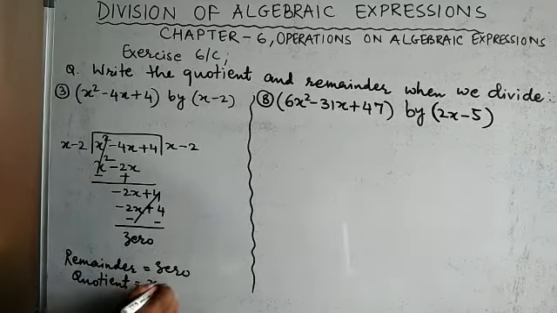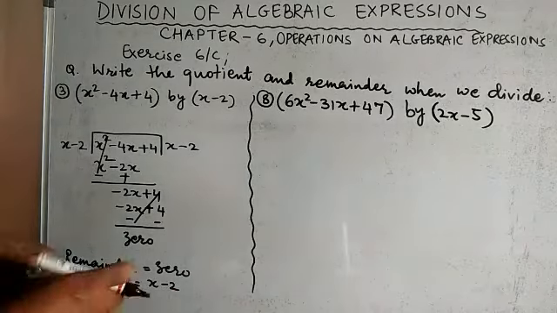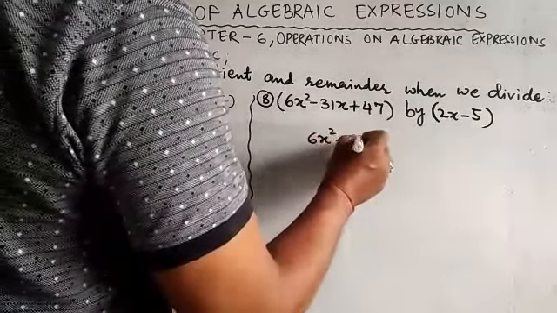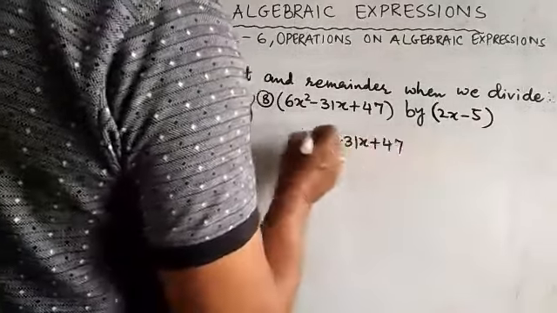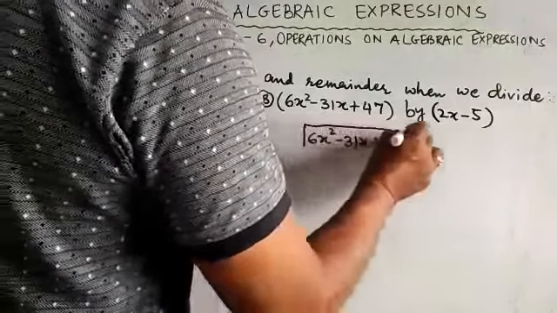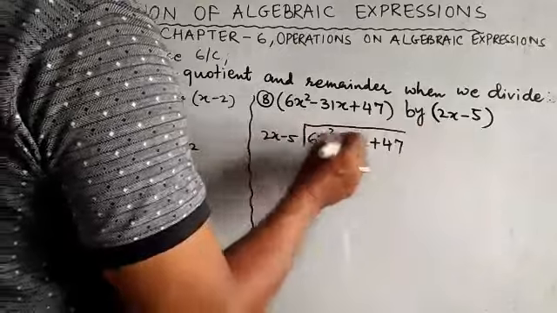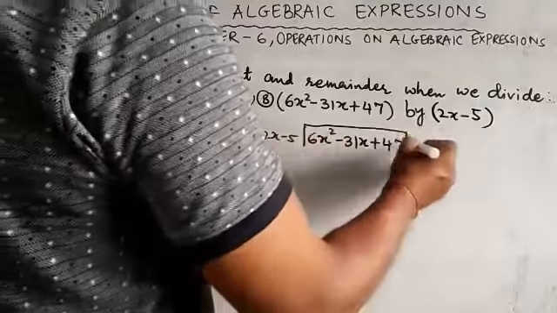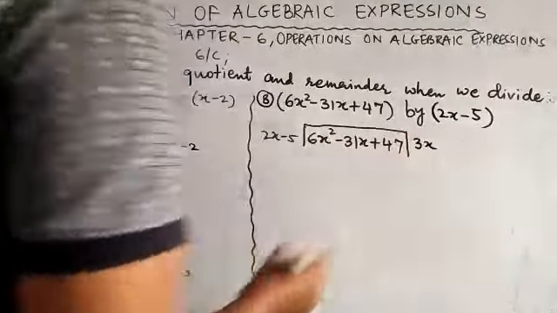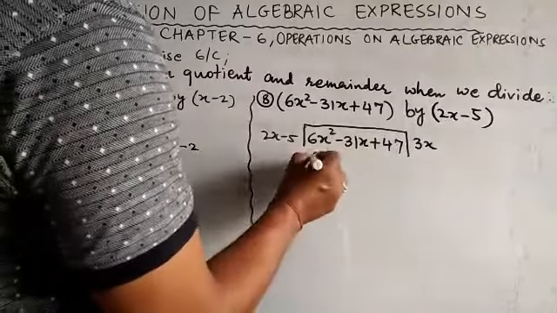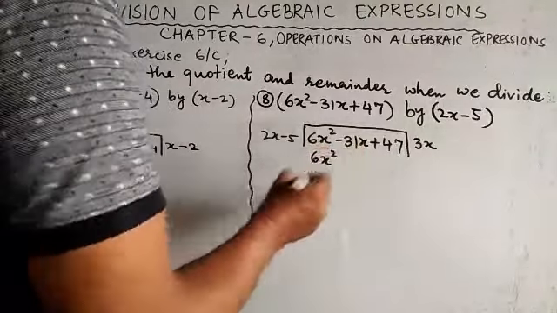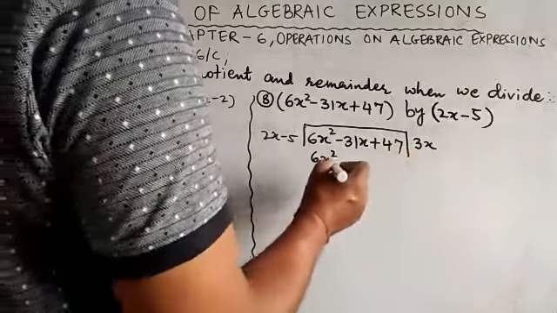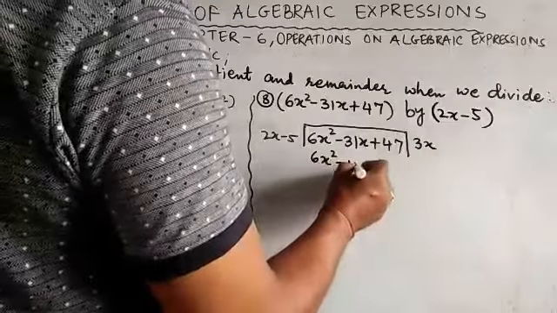The quotient is now equal to x minus 2. Now our next question, that is 6x square minus 31x plus 47. This polynomial is to be divided by 2x minus 5, so that whenever this 2x is multiplied by 3x, 3 2s are 6, x square, here we got 3x multiplied by minus 5, 5 3s are 15, minus 15x.